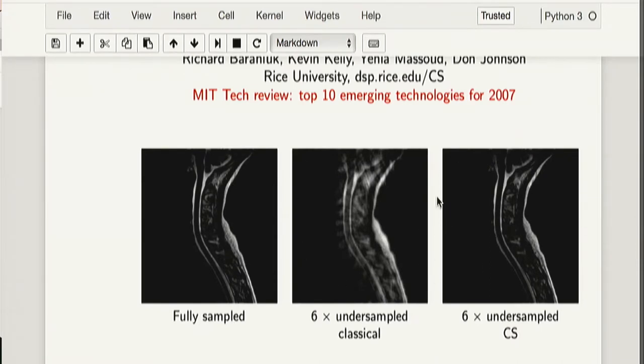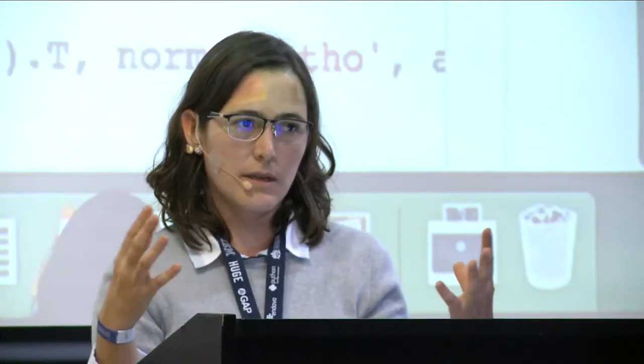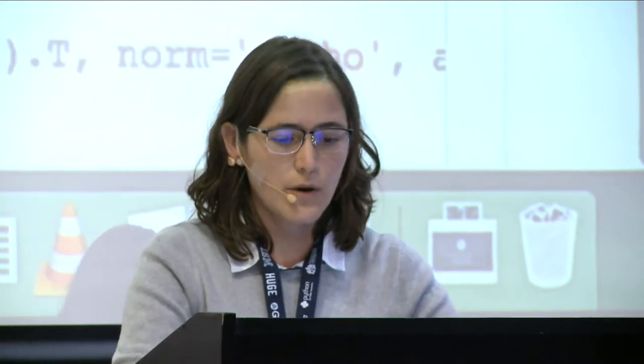These are some examples in medicine. These are medical imaging pictures. I don't know how to say that in English. Anyway, these are different pictures. This is the fully sampled picture. This is the signal compressed six times under the classical perspective. And this one is with compressed sensing. And what you can see is that the compressed sensing version is much better than the other one, okay? But be careful, because you have to be careful how to do it, because it doesn't work all the time.